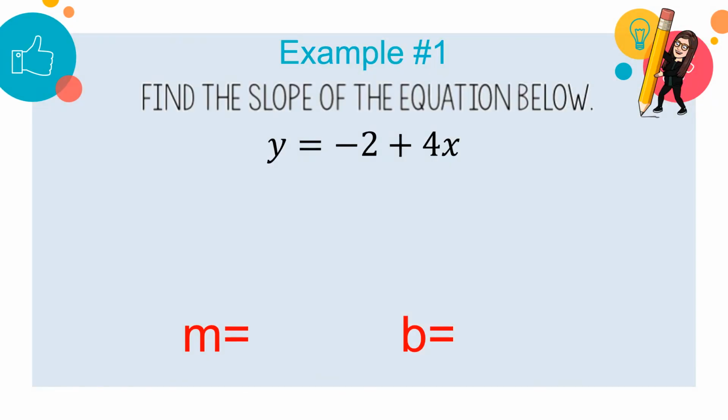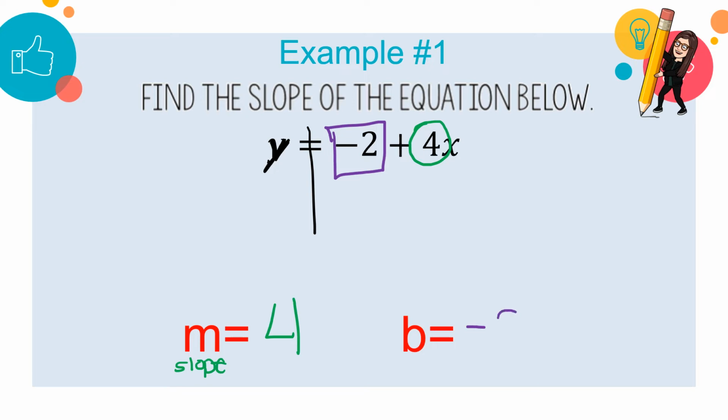All right, let's jump into the examples. If you're writing this on your own paper, you only need to write the equation down, and we'll go from there. Step 1 is to isolate y. But if I look, y is already by itself. So let's jump into identifying the parts. m, slope. Slope is the number in front of x. Well, let's see. There's a positive 4 in front of x. So my slope is 4. b is the number by itself, including its sign. So the number by itself is -2.